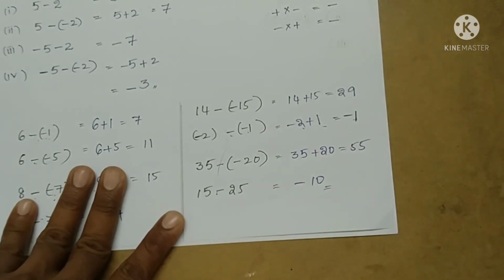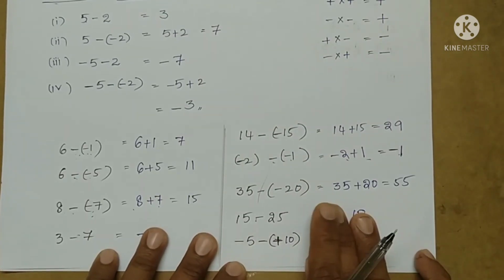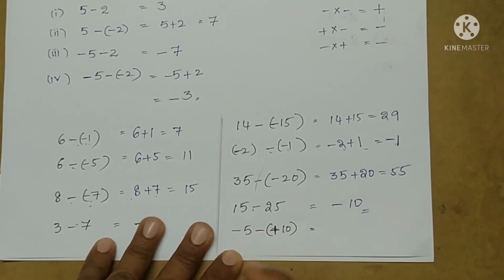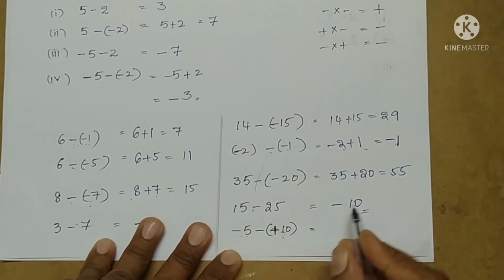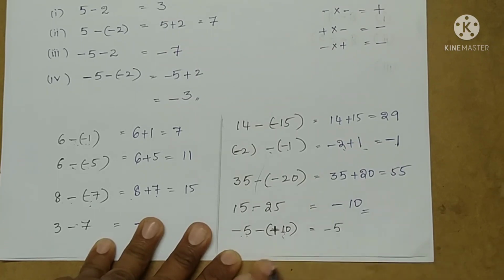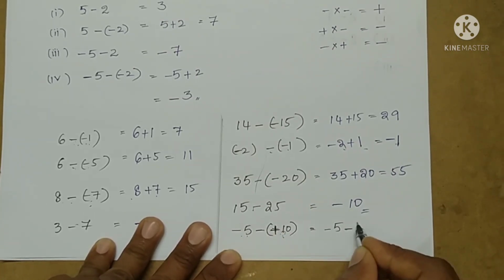Okay, one more question. Subtract 10 from minus 5. So minus 5 minus 10.